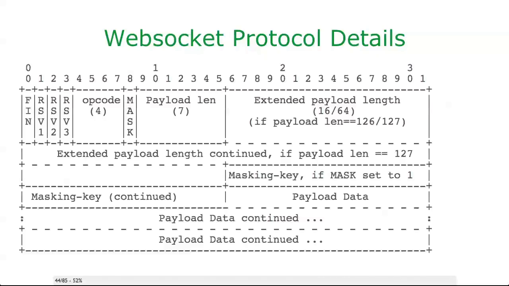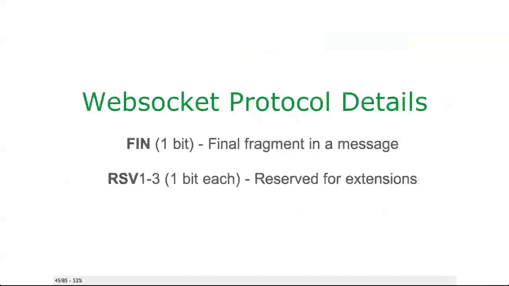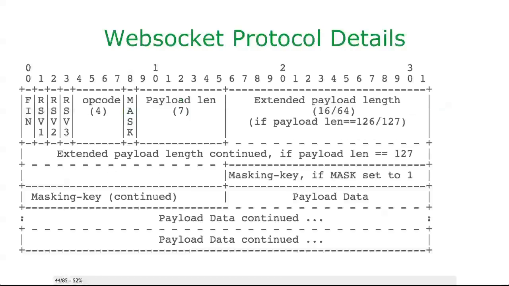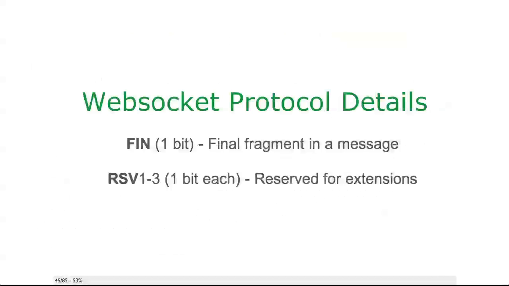Now the protocol details. Let me refer back to the diagram Chris had put earlier. This is how the protocol is defined in the various sections, and let me talk about a few elements here. I might have to go back to the slide a few times. The first is the final fragment in the message. That's the first bit we have here. When you have WebSocket communication, you can send multiple frames, so a message can span multiple frames, and that bit identifies that this is the final element.